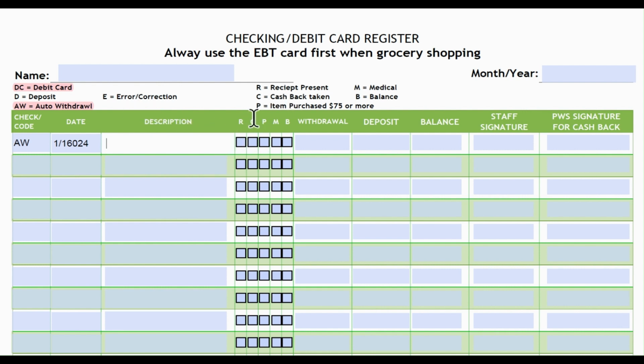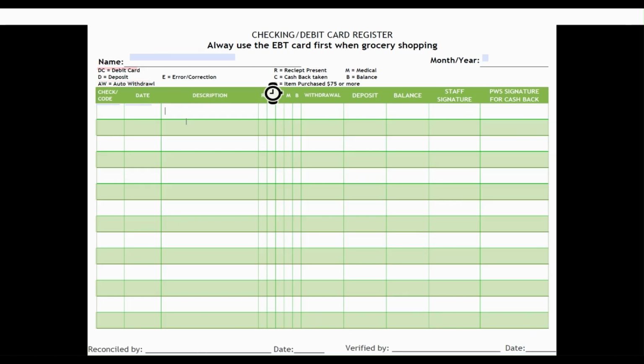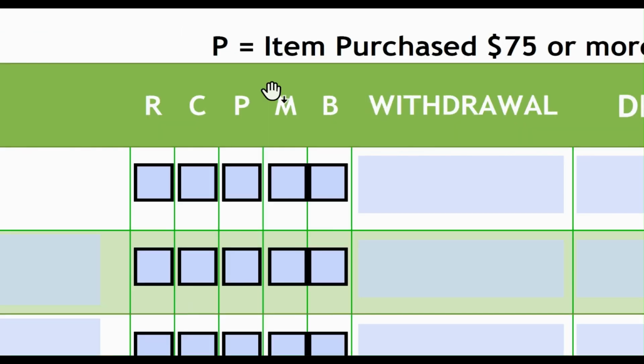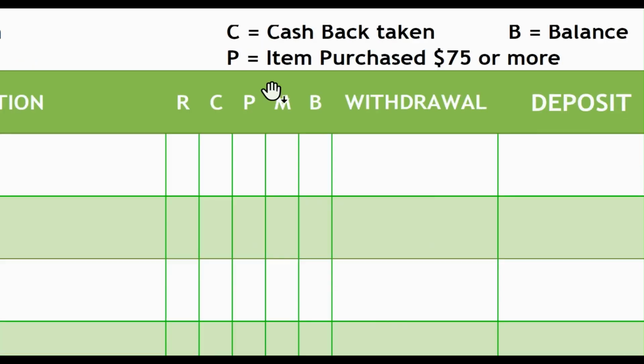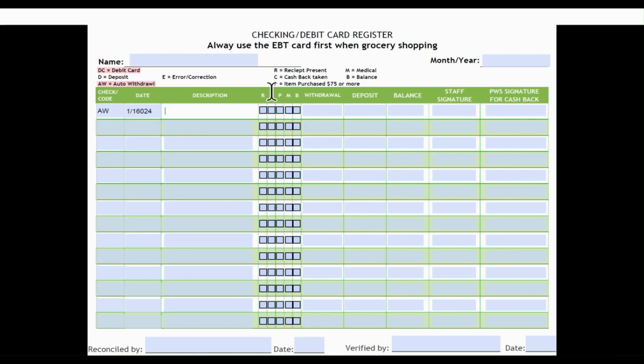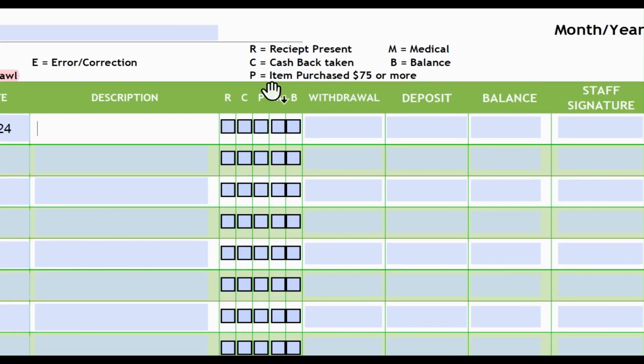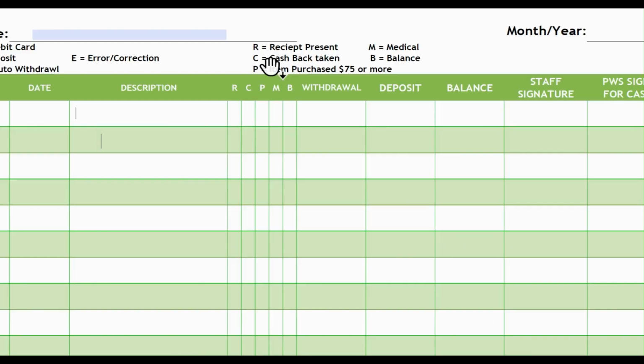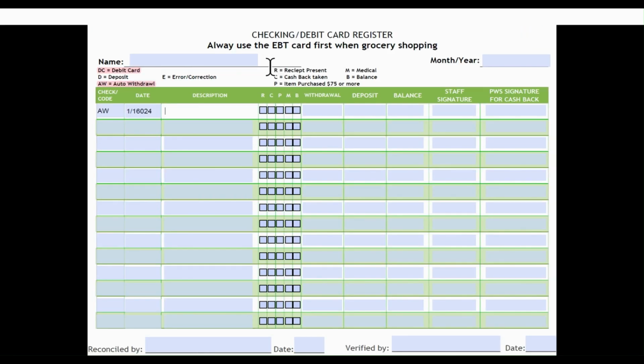So let's go to the next column down here. We've got RCPMB, and those are answered up here. There's also, actually, those are up here. Oh my gosh. Uh, oh, okay. This part will be cut out.